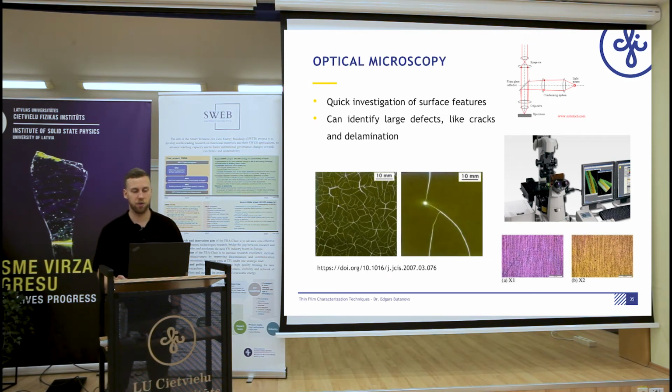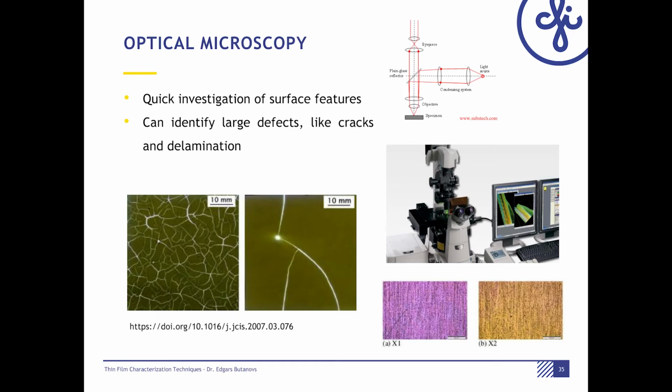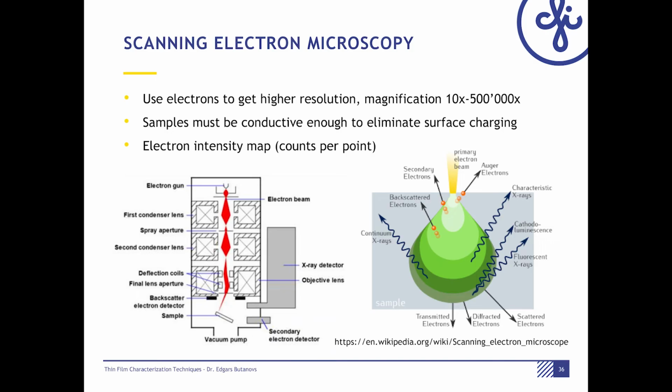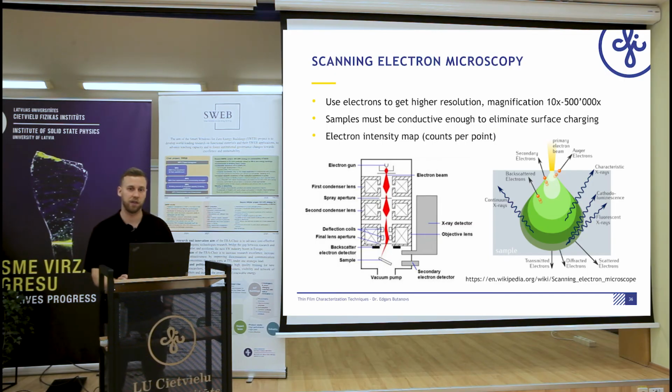Optical microscopy is useful for quick investigation of surface features, and usually it can be used to determine whether you have some large defects in your film, such as cracks, delamination, or maybe some dust contamination, if that's important. However, to get higher resolution, we need to use electrons to illuminate our sample, and the best tool for imaging conductive samples is scanning electron microscopy. You can get much higher resolution, up to magnifications of 500,000, so resolution can be even down below 1 nanometer. And in this case, you get an electron intensity map, which is counts per point.